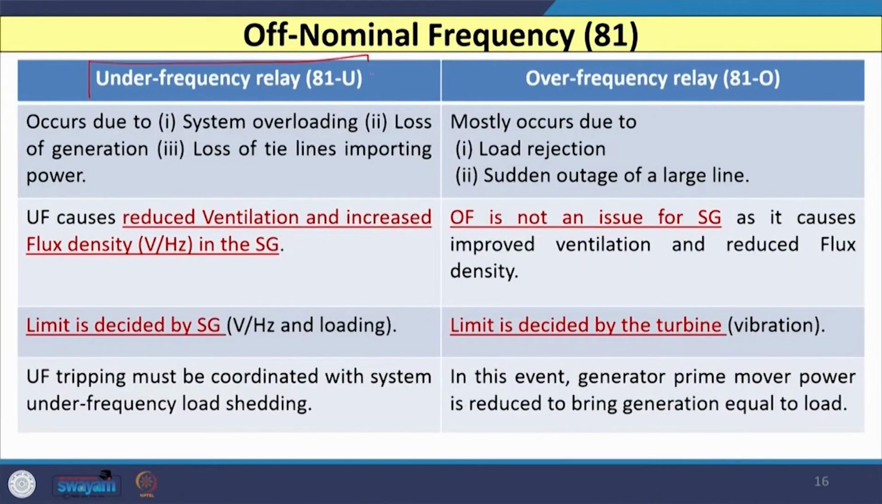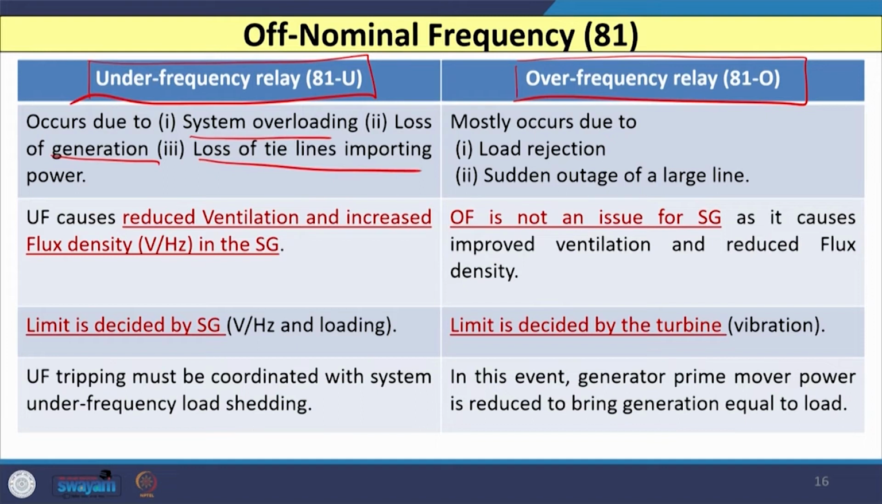After this, the next type of protection which we need to give in the synchronous generator is off nominal frequency protection. In that, two types of protections are there: one is the under frequency relay, 81U, and the second is the over frequency relay, that is 81O. An under frequency situation occurs because of several reasons, such as overloading, maybe loss of generator or loss of unit, or maybe loss of the tie line carrying the power.